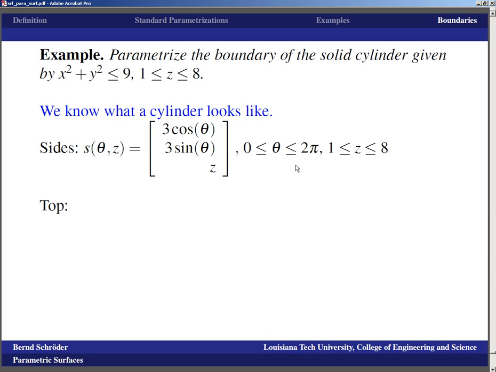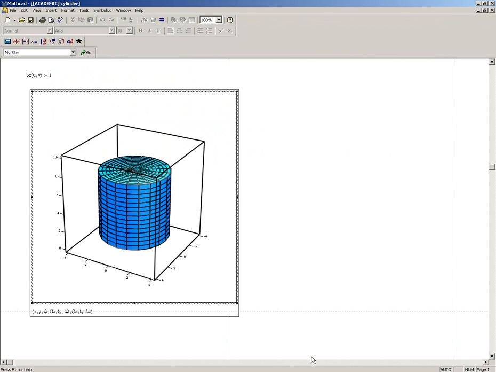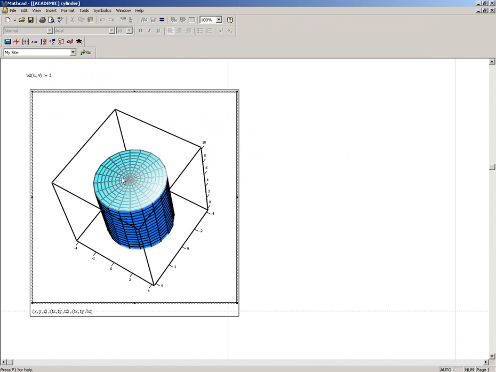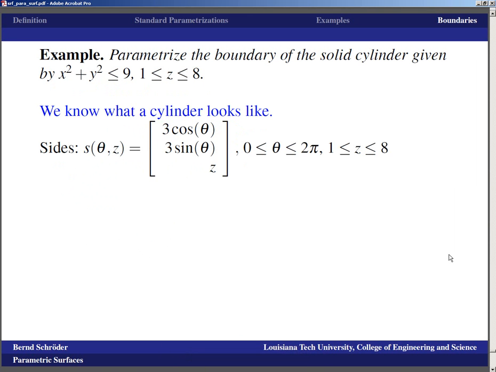Well, what do we know about the top? The top is at z equals 8, and it's a solid disk. And a solid disk is nothing else but a bunch of concentric circles, right? That's also what we have seen here. This solid disk is just a bunch of concentric circles, and if we have enough concentric circles, then these things make a solid, right? And so the top should be a solid disk. Okay, how do we get that solid disk? S of theta and r is 3r cosine theta, 3r sine theta, and 8.